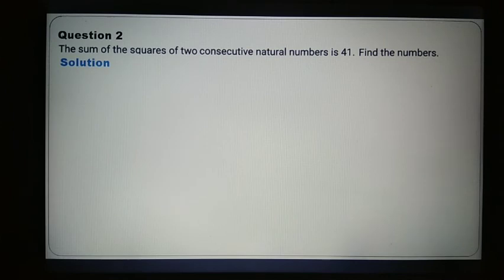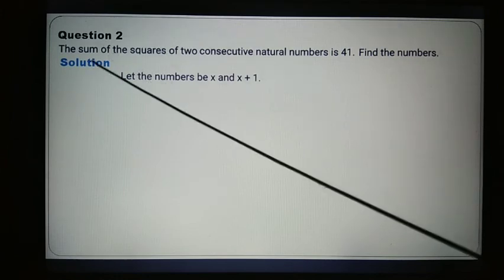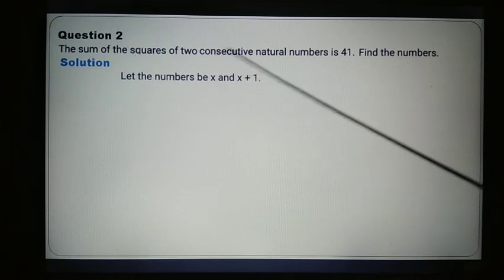The next question says the sum of the squares of two consecutive natural numbers is 41. Again they are talking about consecutive numbers, and you need to find the numbers. So again, as usual, I'm going to consider those two numbers to be x and x plus 1 because they are consecutive numbers. So let the numbers be x and x plus 1. Now according to the question, we need to find the sum of the squares of two consecutive natural numbers.